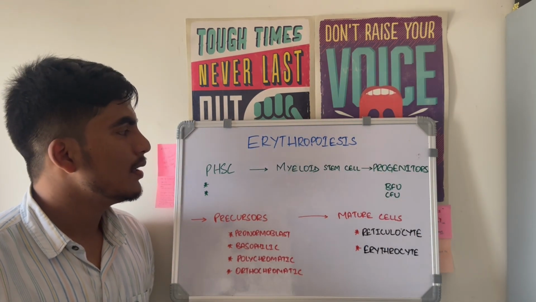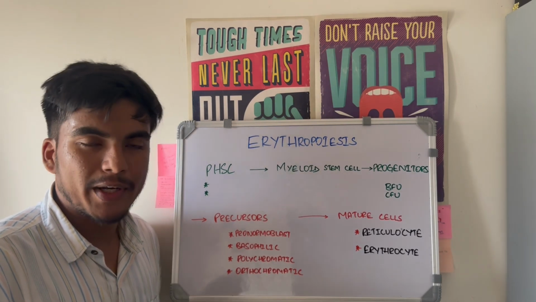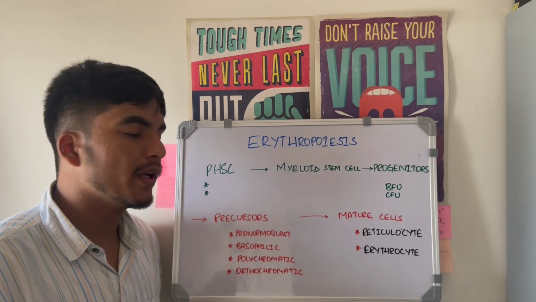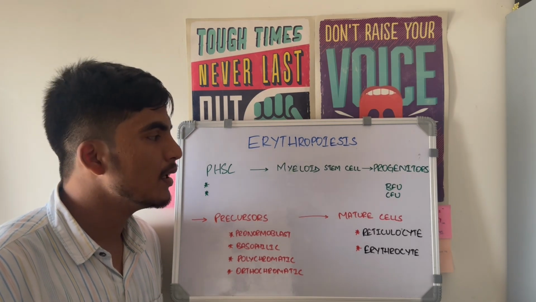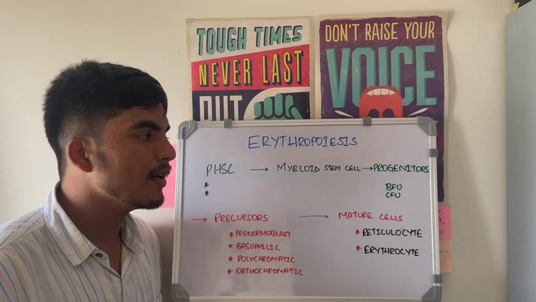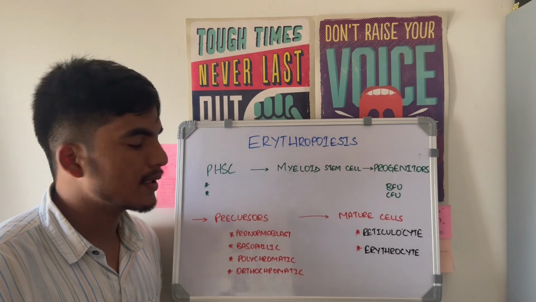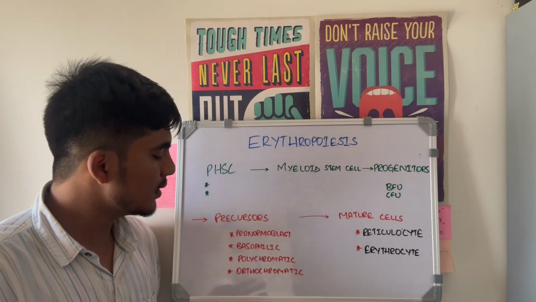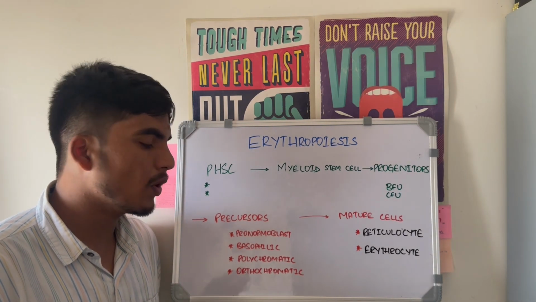To summarize, erythropoiesis is the production of red blood cells. It starts from the pluripotent hematopoietic stem cells, which have two properties: self-renewal and differentiation. This pluripotent hematopoietic stem cell gives rise to a committed stem cell called the myeloid stem cell, which in turn gives rise to progenitors. Progenitors of the red blood cell series are burst-forming units of erythroid progenitors and colony-forming units of erythroid progenitors. Progenitors in turn give rise to precursors. There are four types of precursors: pronormoblast, basophilic erythroblast, polychromatic erythroblast, and orthochromatic erythroblast.